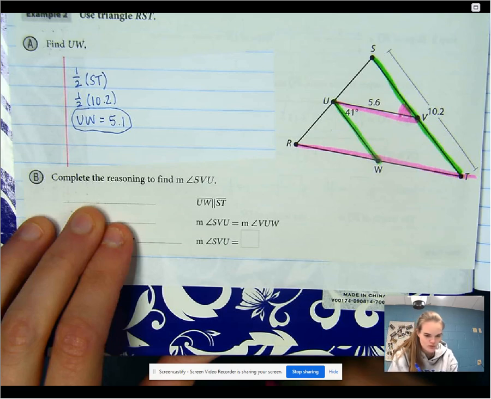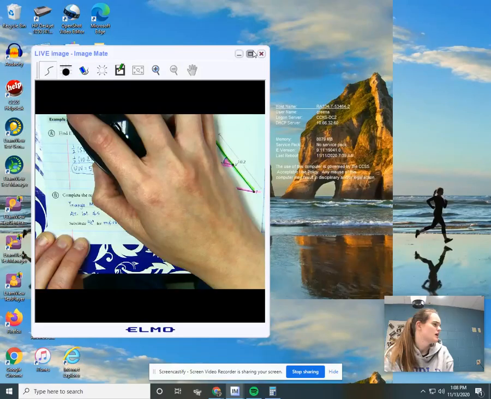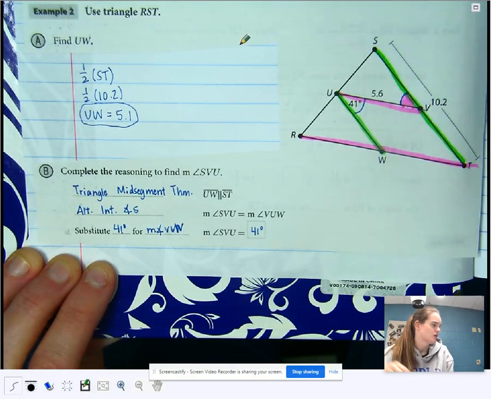So substitute 41 degrees for the measure of angle, sorry, for the angle we're finding, VUW. So the measure of SVU is 41 degrees. So you can find some angle measures and you can find side lengths. Now that is frozen, so I probably need to talk about that again. Okay, so sorry, the screen froze.